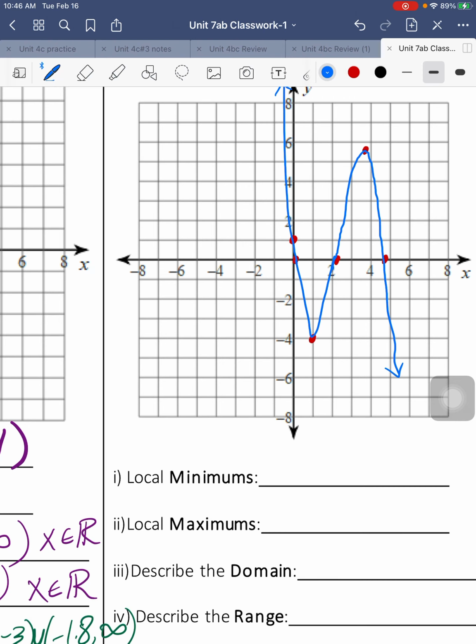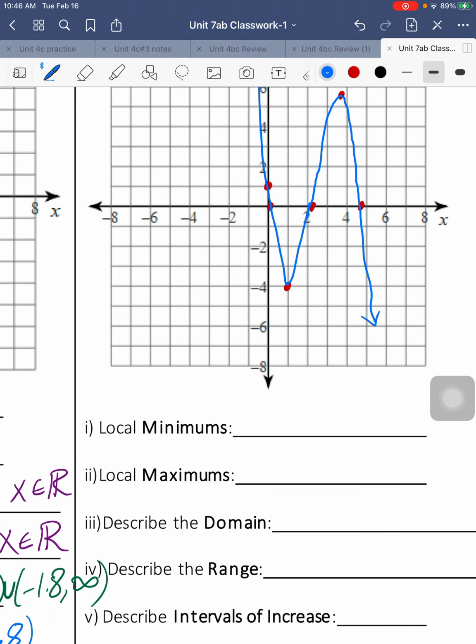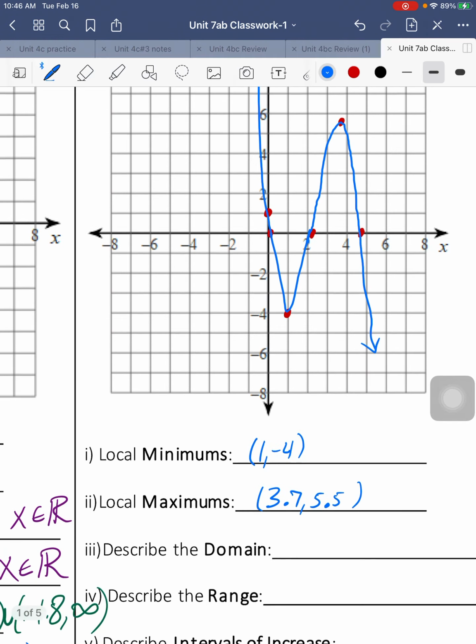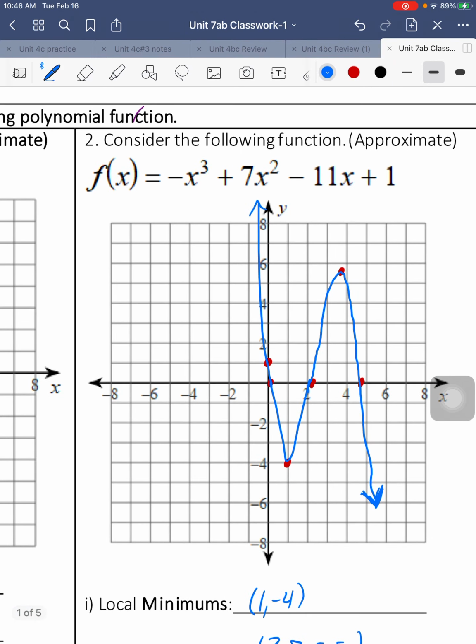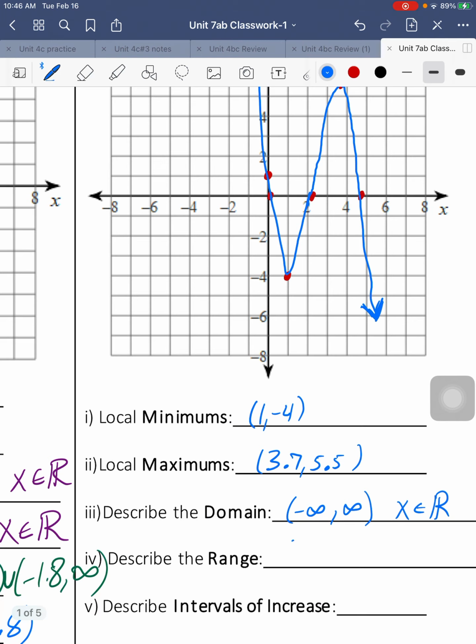You're estimating the points. So our local minimum, we had one at (1, negative 4). Local maximum, we had one at (3.7, 5.5). Domain: how far left to how far right does that graph go? Well, it goes to the left forever and to the right forever. So negative infinity to infinity. Again, you can put all real numbers. Range: it's going down forever, and as you follow the graph, it'll go up forever. So negative infinity to infinity, meaning all real numbers. You could have either one of these written down.